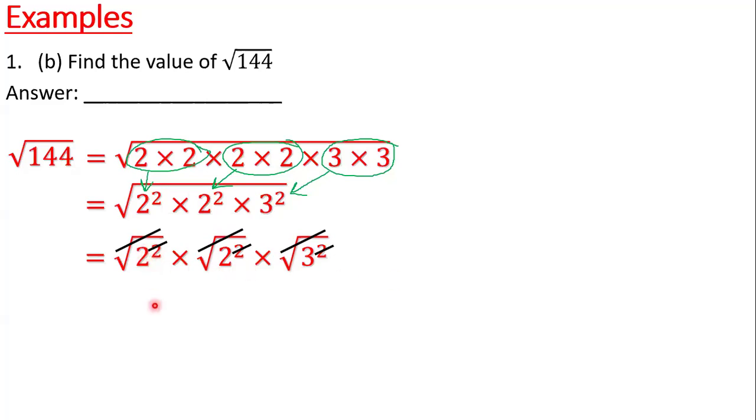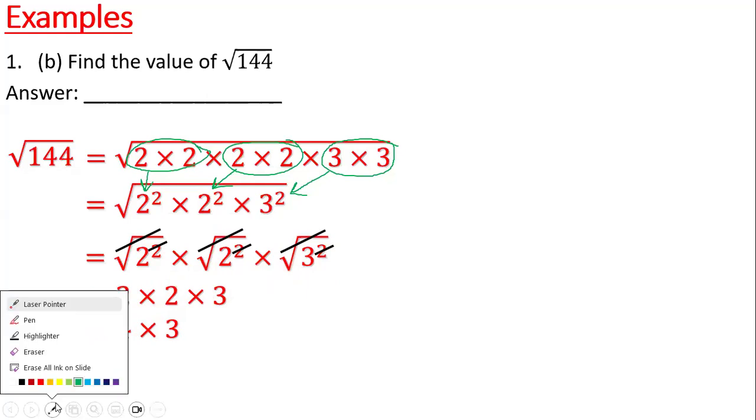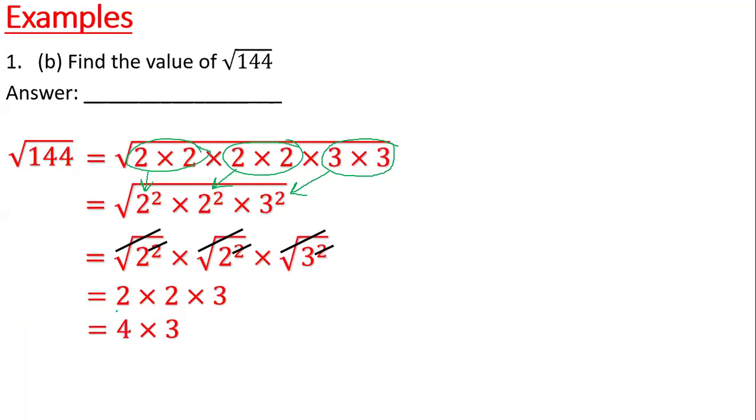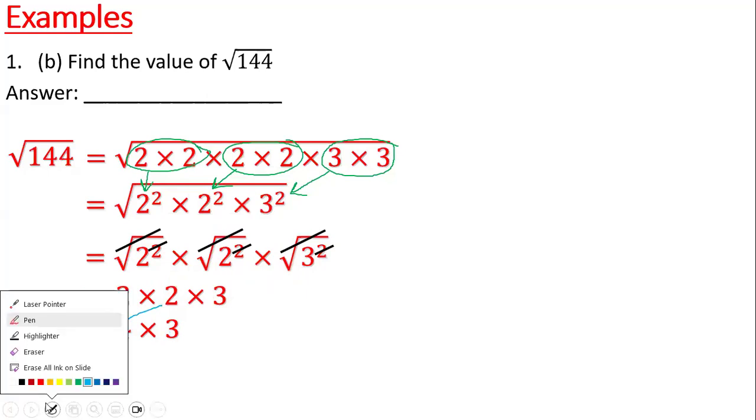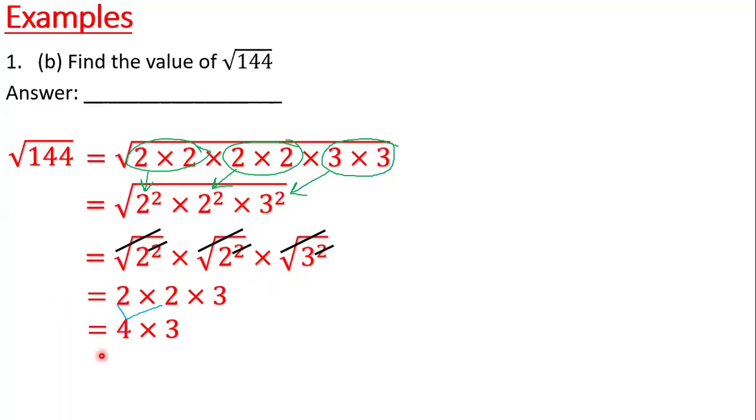And what are the numbers we're left with? 2, 2, and 3. So this is going to be equal to what? 2 times 2, which gives us 4. Let's write that down. And then 4 times 3, which gives us 12. And so the answer here is 12.